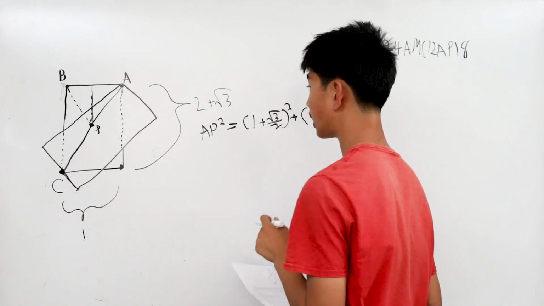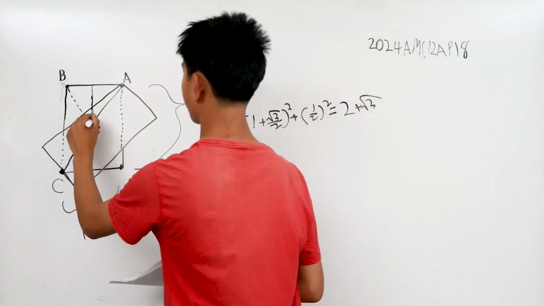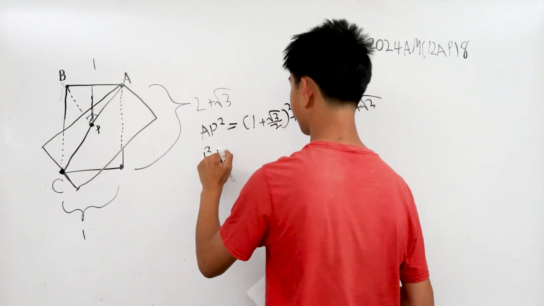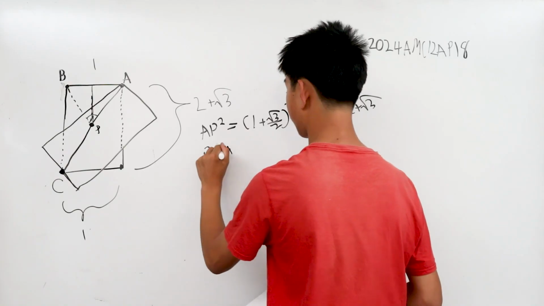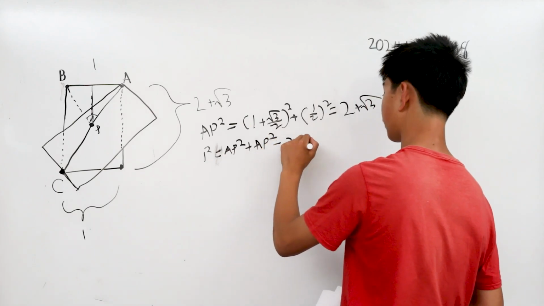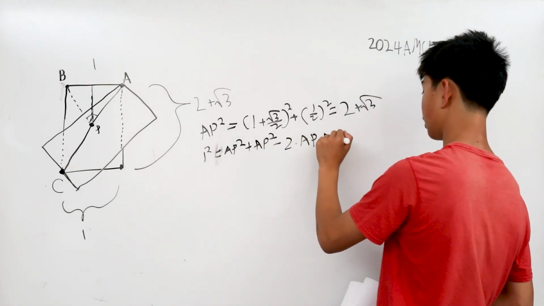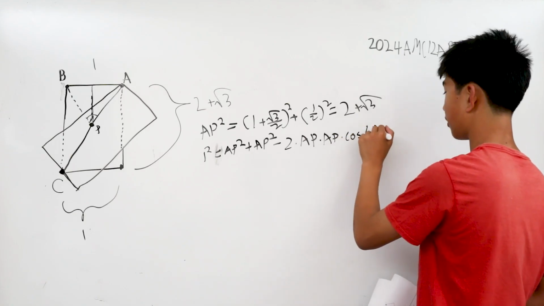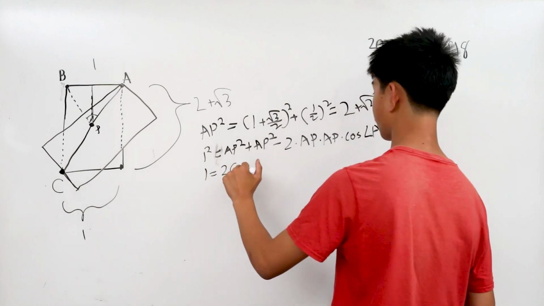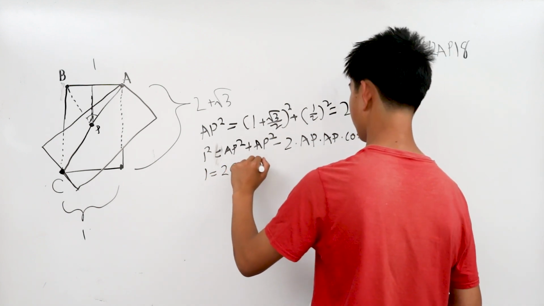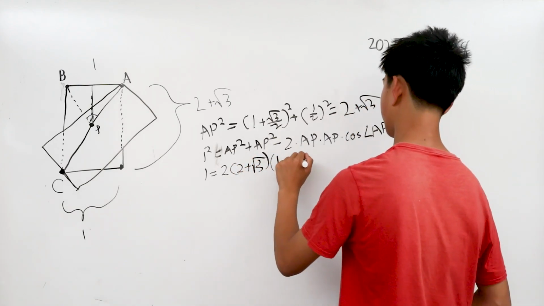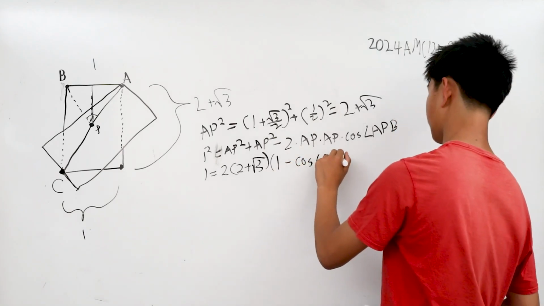So we do this by applying the law of cosines with this angle. This total length is 1. So 1 squared equals AP squared plus AP squared minus 2 times AP times AP times cosine of angle APB. So 1 is equal to 2 times (2 plus square root of 3) times (1 minus cosine of angle APB).